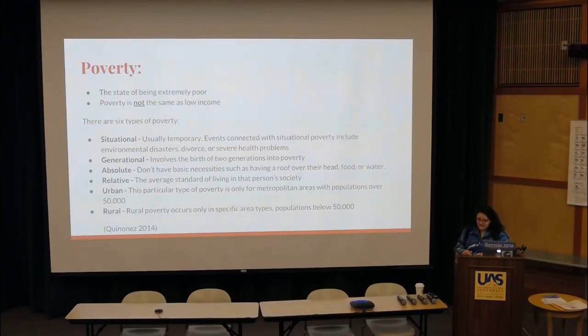And then rural poverty is the opposite of urban. These areas are non-metropolitan with populations below 50,000 people. They also have limited services available for people who are struggling and probably don't have a good amount of job opportunities. So that makes it even harder for them to get out of the cycle of poverty. Does anybody have any questions so far?